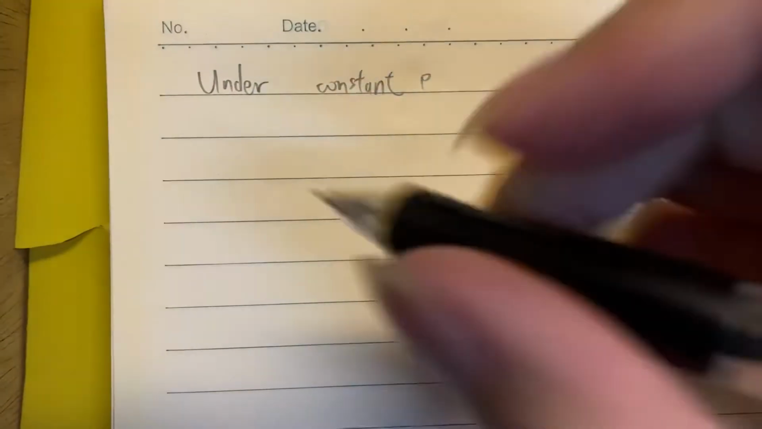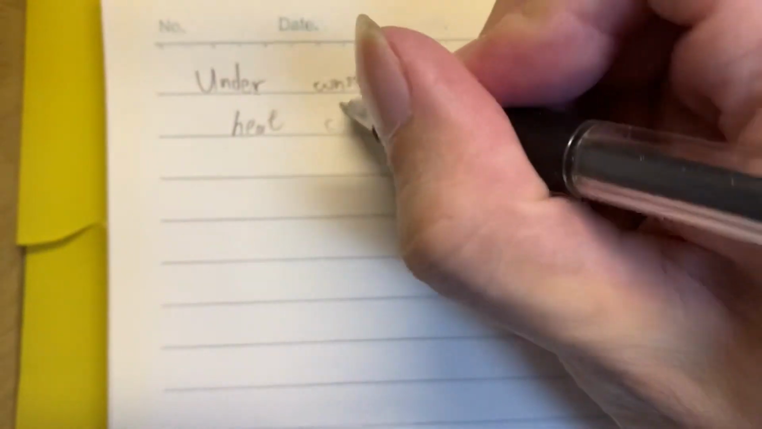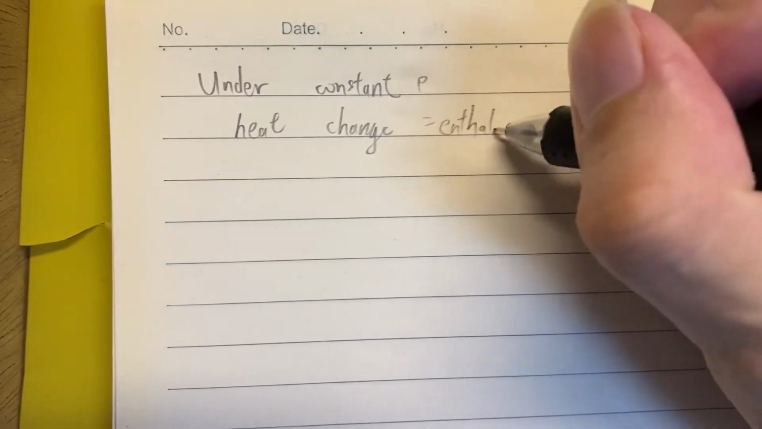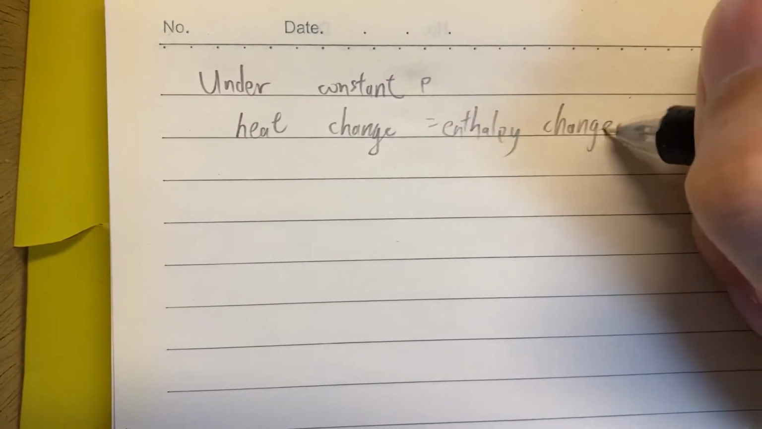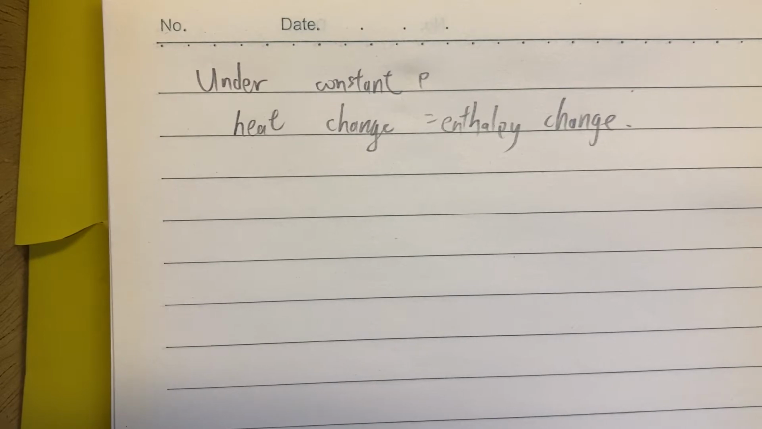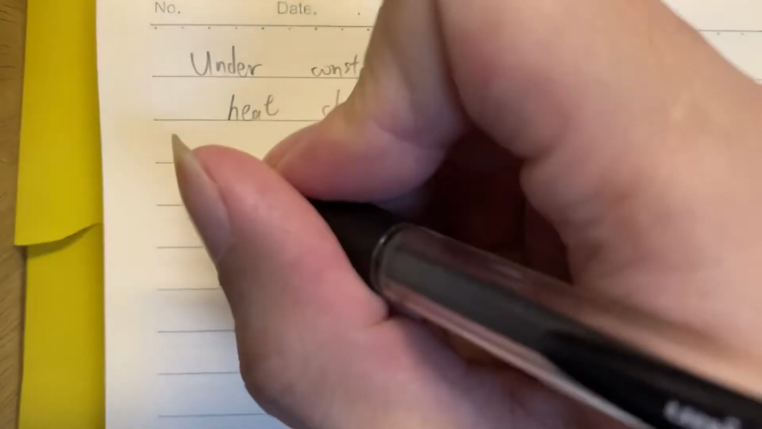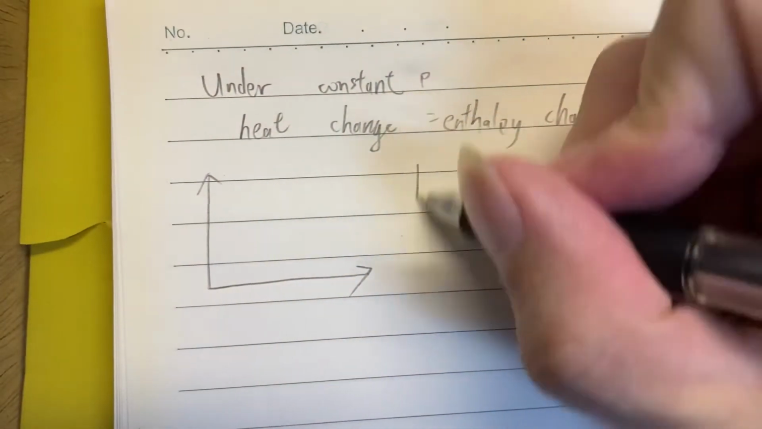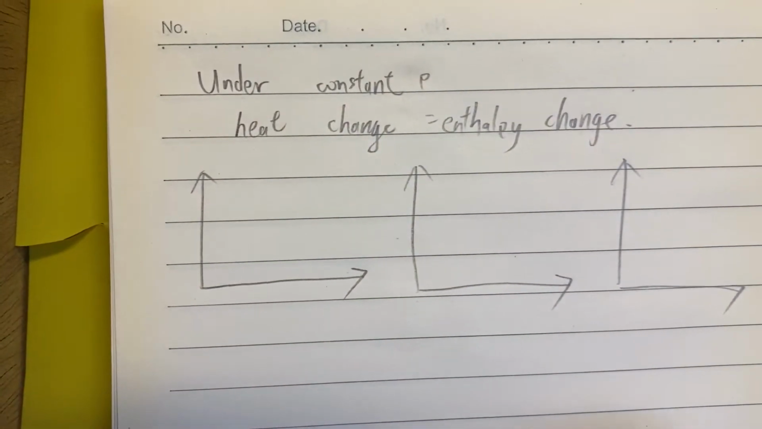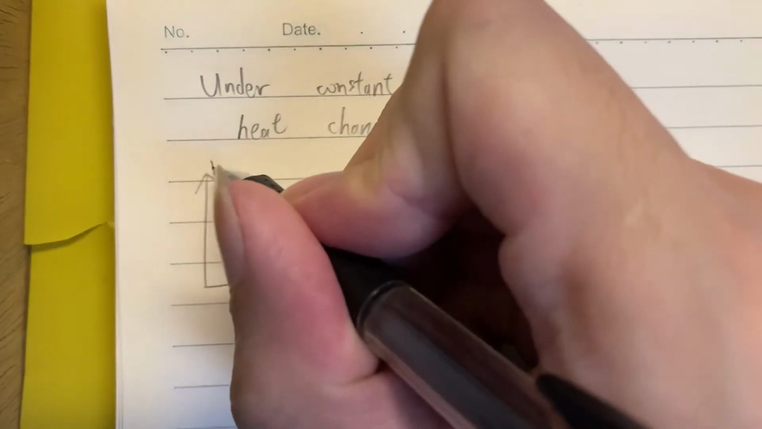If under a constant pressure environment, the heat change of our system will be equal to the enthalpy change. And in this section, I will illustrate the grouping of chemical reactions according to the delta H, that is the enthalpy change. Let me draw the diagram first. And this diagram is called the enthalpy level diagram.